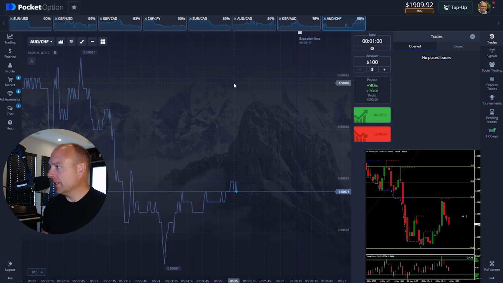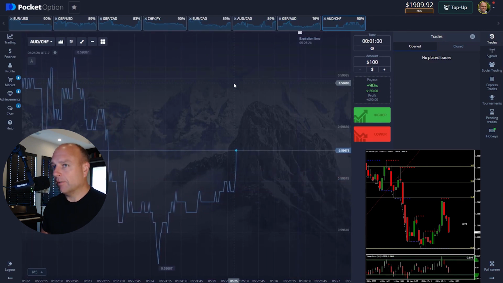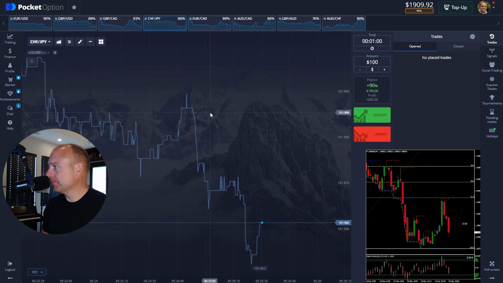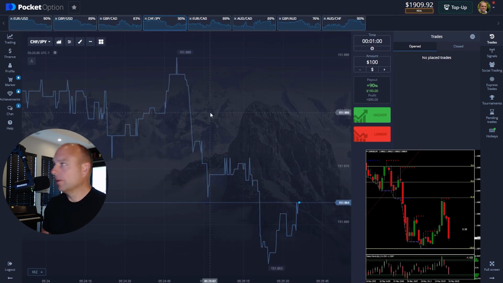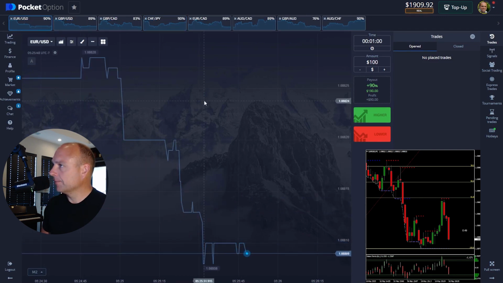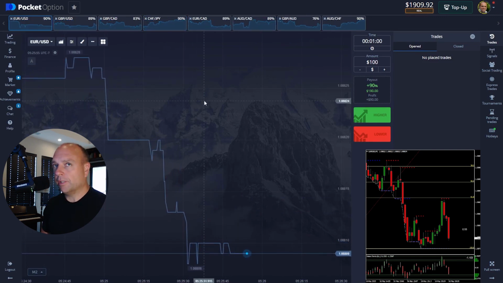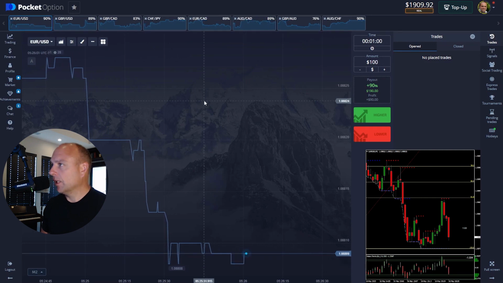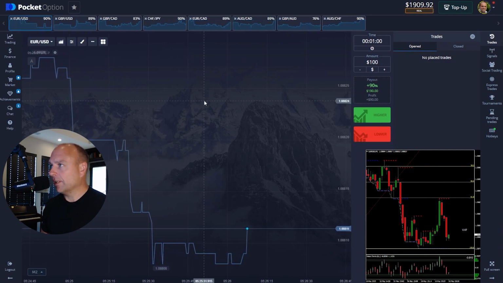I don't know if it's going to get there. It's in a green right now. Looking over at Franc Yen, possibly. I think I missed that opportunity. Euro USD is putting in a big drop. I would like Euro USD at that support if it can get down there.